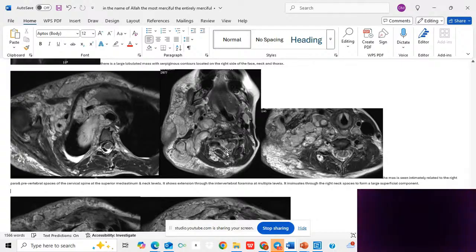Okay, look here. This is the spinal cord, the cervical spinal cord. And here's the mass that causes extension through the intervertebral foramina at multiple levels. This is the extension at one level, and here's the extension at another level.